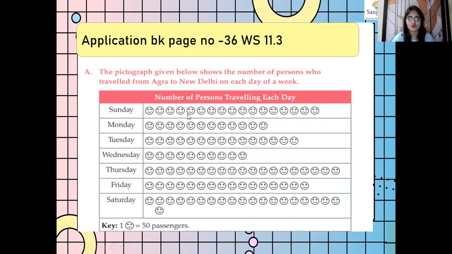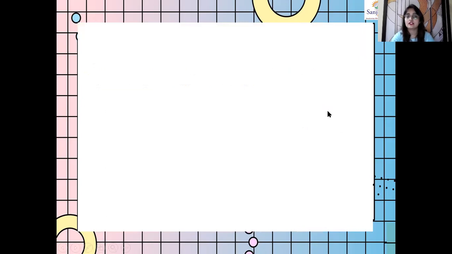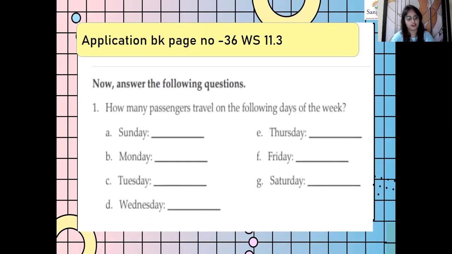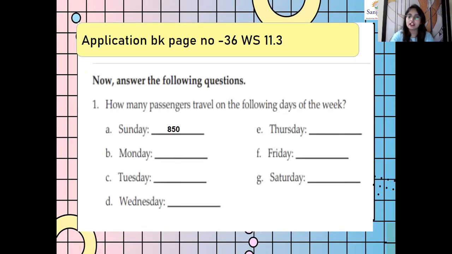1, 2, 3, 4, 5, 6, 7, 8, 9, 10, 11, 12, 13, 14, 15, 16, 17. 17 are there. 17 into 50 is 850. Then for Monday, you will count the smileys and you get the answer as 600. Again, you will count the smileys for Tuesday and you get the answer as 750 after multiplying.